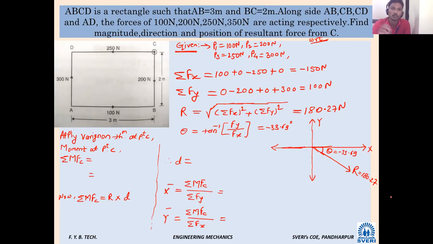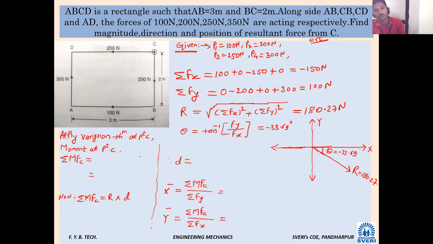Next, up to this, a number of problems here. So now apply Varignon's theorem at point C because we want to locate our resultant with respect to point C. Correct. So before applying the formula, we will calculate the summation of moments. I have written it here, you can check. Summation of moment due to all the forces at point C is equal to.